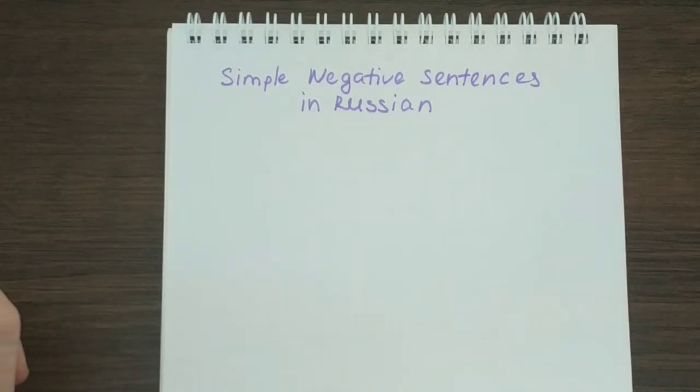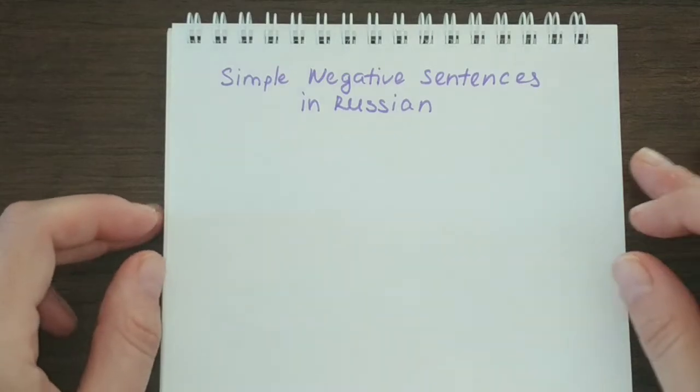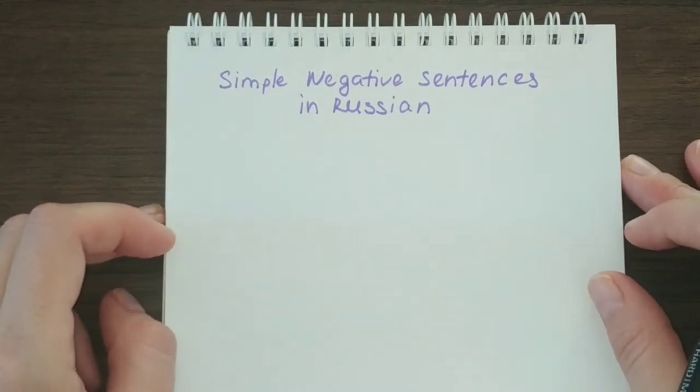So today we're continuing with our Russian studies, and this video is going to be about a very important point in the grammar of the Russian language, which is how to form a simple negative sentence. If you watched my previous videos, I've already made a video about how to form a basic sentence, which is the equivalent of the English construction using this is, which in Russian is это.